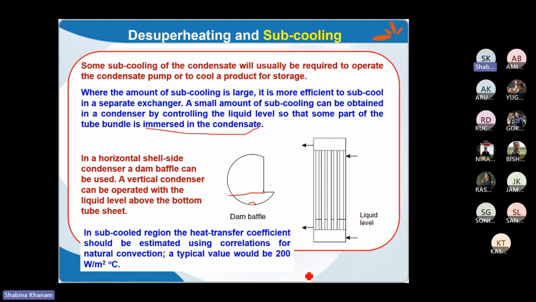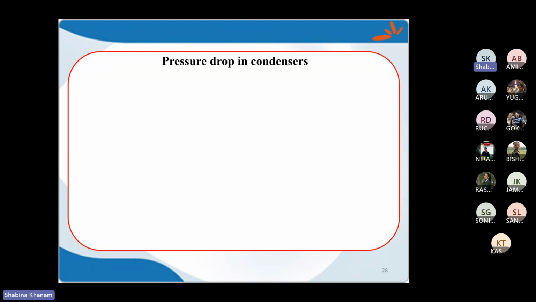Otherwise for condensation you need to find out the heat transfer coefficient based on the usual expression which we have discussed in today's class. Okay, so in this way you can account for de-superheating as well as subcooling, both in the condenser. So in that way you can design the condenser with respect to heat transfer coefficient. Okay, now how will we calculate the pressure drop in the condensers?